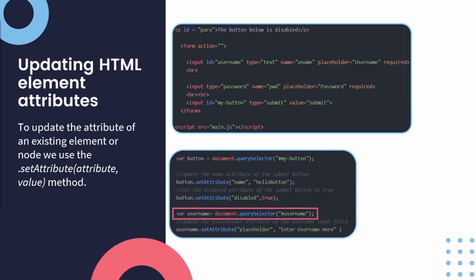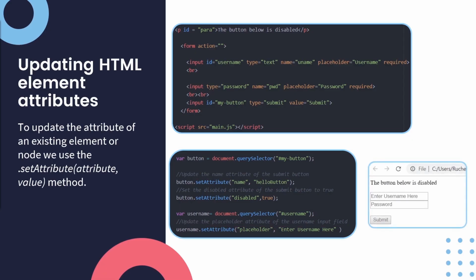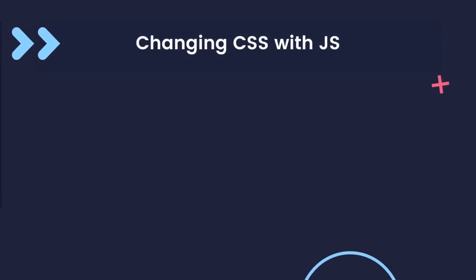We then create a variable username and grab the username input field that we also have, and then we set the placeholder attribute of that username to enter username here. And this is what the code looks like. First of all, in our username field we can see the value has changed in terms of the placeholder. We don't necessarily see the name of the button that we changed to hello button because it's not visible on the front end, but we do note that the submit button has now been disabled because we set that value to true. Excellent.